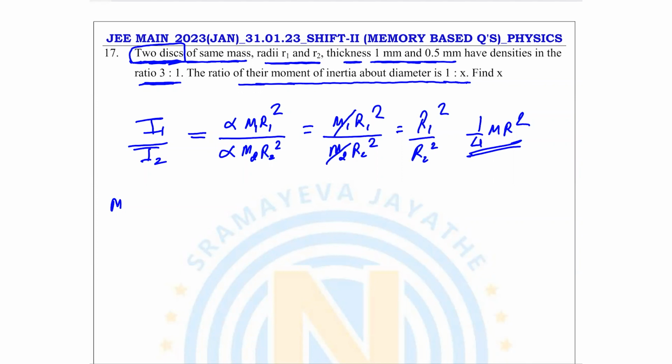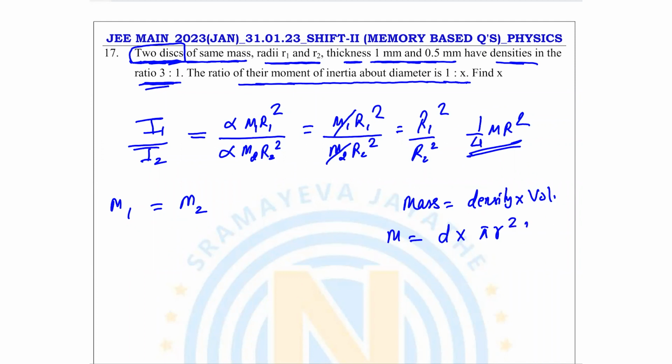But we are given thickness and density, and we are given same mass. So let's equate the masses to find the ratio of R1 and R2. We can write mass as density into volume. Density, let us call it as D. Volume, for a disk, will be pi R square into thickness. So let's equate them. D1 into pi R1 square T1 must be equal to D2 pi R2 square into T2. So from here I can find the value of R1 square by R2 square.